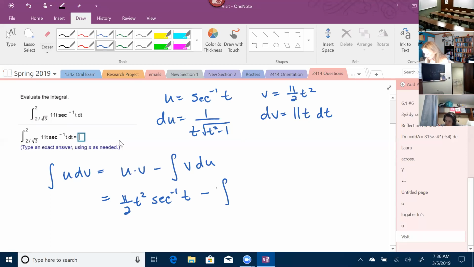and the v, I have that 11 halves, I'm going to put that in front, and then when I multiply the t squared times the 1 over t square root of t squared, the t in the denominator is going to cancel with one of those, so I'm just going to end up with t over the square root of t squared minus 1 dt. Does that make sense? Understood how to do that? Yes. Okay. So now, how will I integrate t over the square root of t squared minus 1?